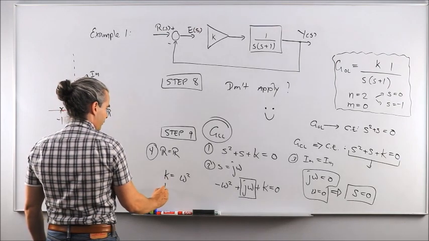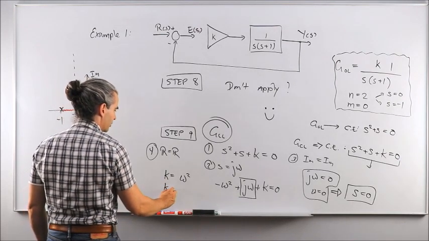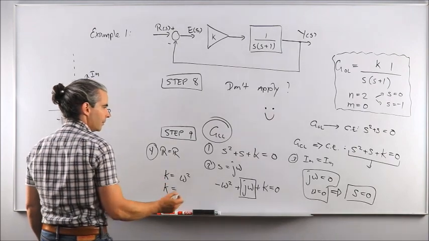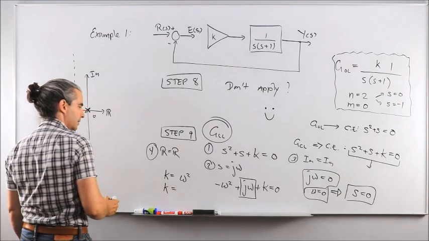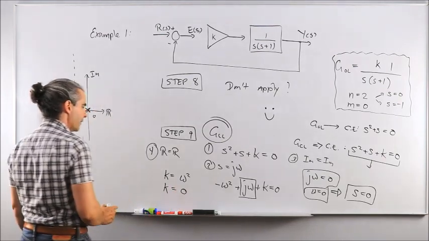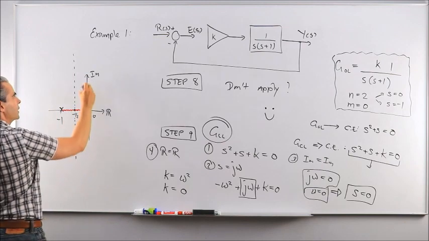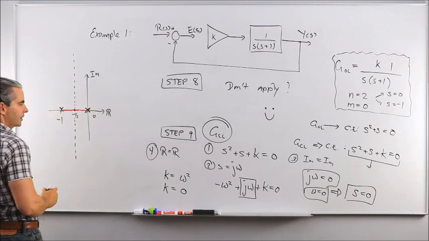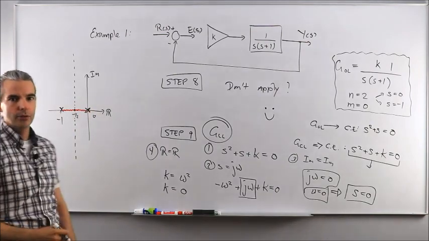So the K value at which we're going to cross the imaginary axis is going to be equal to omega squared, but we've already determined that omega was equal to 0 at that specific point, and thereby the value of K that would end up with the root locus intersecting with the imaginary axis would be K equal to 0. Surprise, surprise. We already knew that.